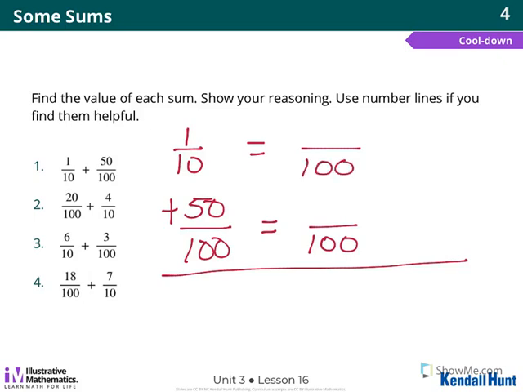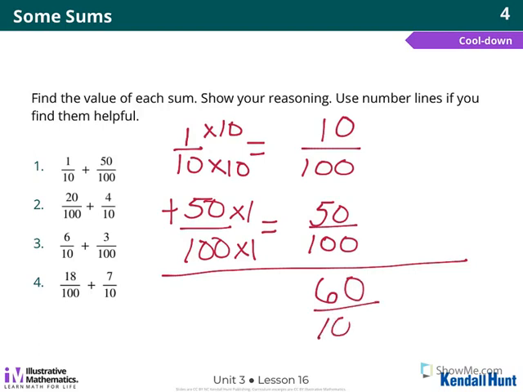And of course, 100 times 1 is 100. 50 times 1 is 50. 10 times 10 is 100. What I do to the bottom, I do to the top, and 1 times 10 is 10. Then I just add 10 hundredths plus 50 hundredths, and I get 60 hundredths.